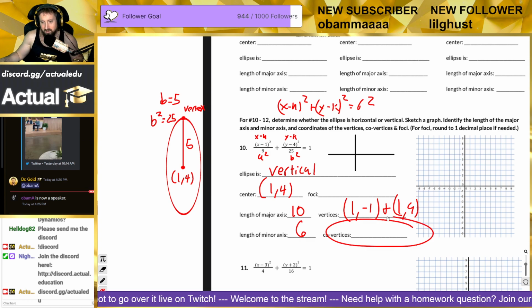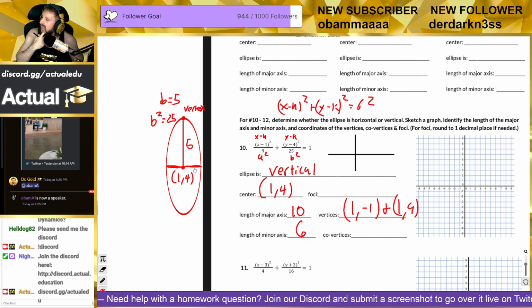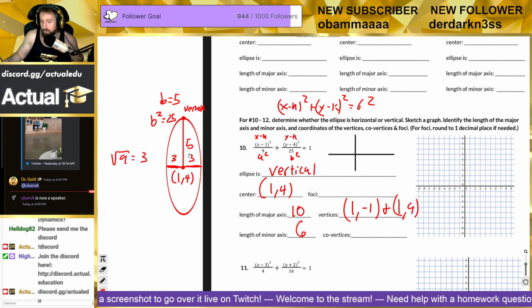What about these? So this is the minor axis, right? We said the minor axis was 6, which means it goes how far this way and how far this way. It goes 3 this way and 3 this way, because we did the square root of 9, equal to 3. Okay, cool. So same thing.